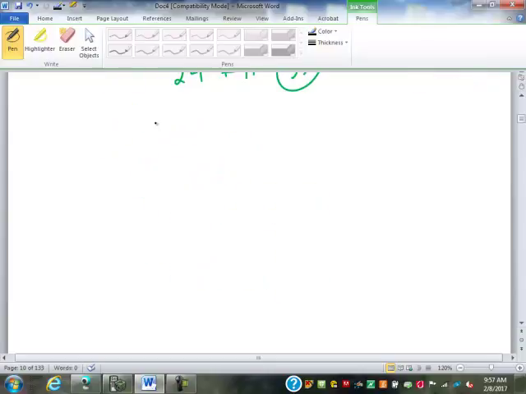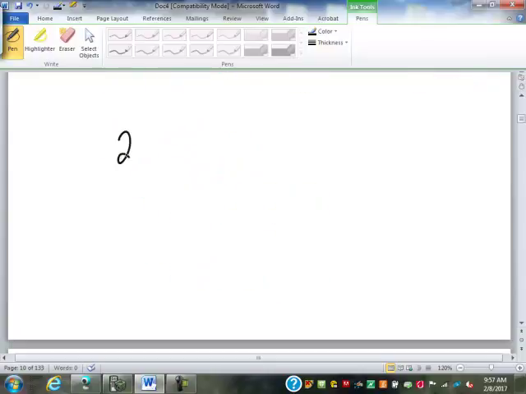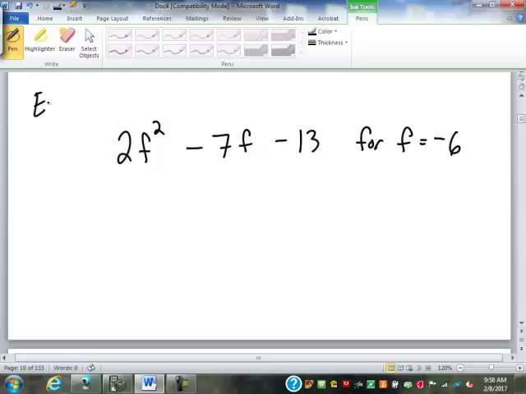I'm going to have you guys try one in your notes. So try that one in your notes. Evaluate again. 2f squared minus 7f minus 13 for f equals negative 6. See what you come up with.